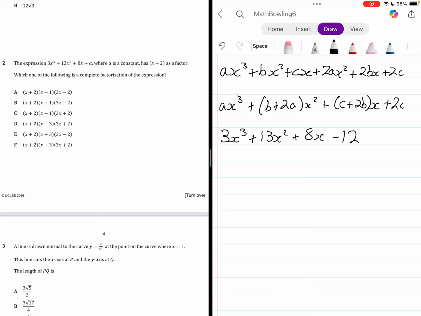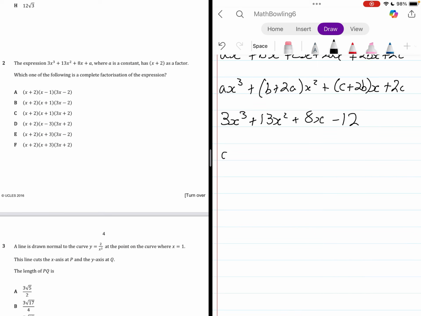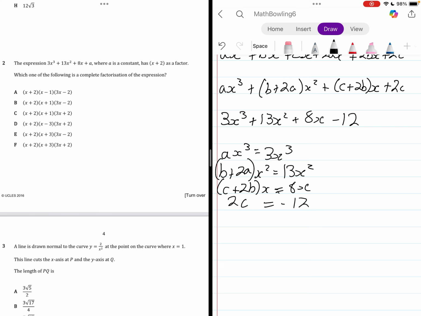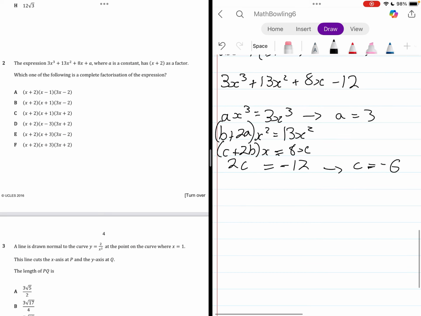Now for this to be the same, all we have to do is solve it. It's a really easy system of equations. So we've got ax cubed equals 3x cubed. We have b plus 2a x squared equals 13x squared. c plus 2b x equals 8x, and 2c equals minus 12. So these first two ones give a equals 3 and c equals negative 6. And these ones just help us with these middle two.